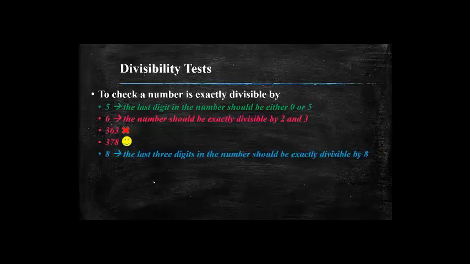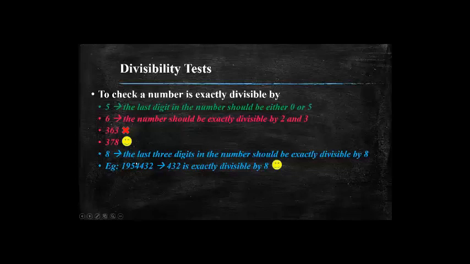Next, for 8: in order to check whether a number is divisible by 8, the last three digits in the number should be exactly divisible by 8. Let's take an example. Here I have given a big number. The last three digits in this number are 432. So I need to take out these last three digits of this huge number, and check whether 432 is exactly divisible by 8. Of course, 432 is exactly divisible by 8. So in this scenario, this number is exactly divisible by 8, right?